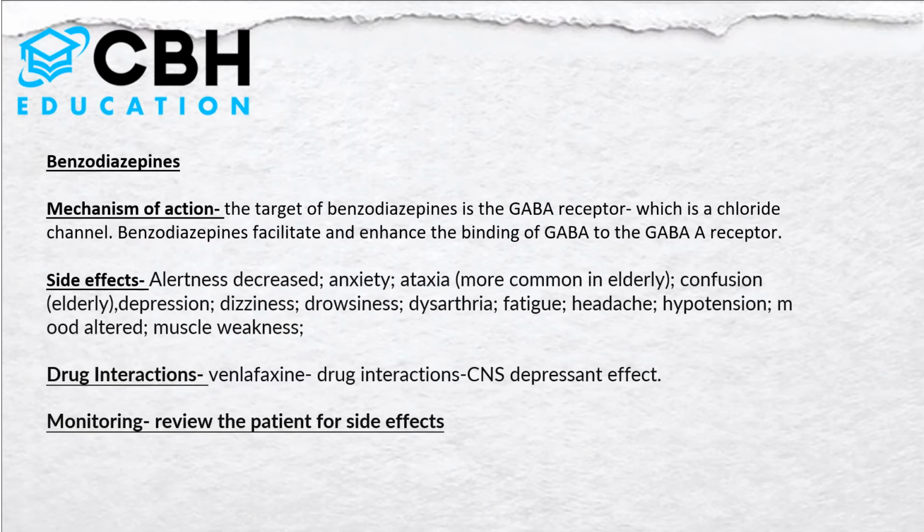Okay, let's explore what benzodiazepines are and how they work. Basically, they target the GABA receptor, which is a chloride channel. And benzodiazepines enhance the binding of GABA to the GABA-A receptor.